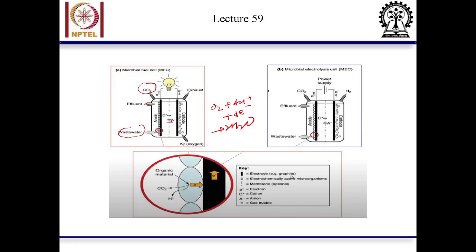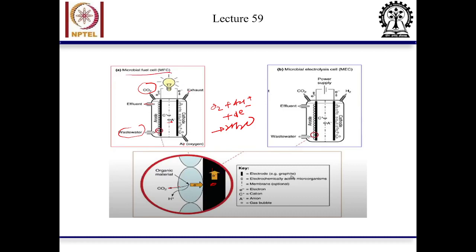So here we are giving wastewater and bacteria. If we see here, this is your electrode, and this is your electrochemically active microorganism, the bacteria, where the reaction happens. Organic material comes here and is converted to CO2 and H+, and the electron travels through the external circuit. So here we have a chemical reaction converted to electricity. It's a kind of battery under discharge condition. This is called a fuel cell.